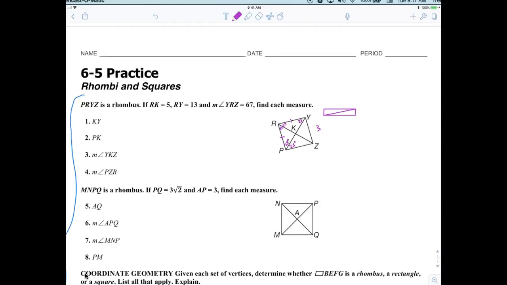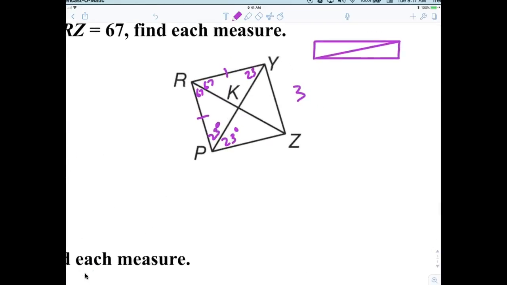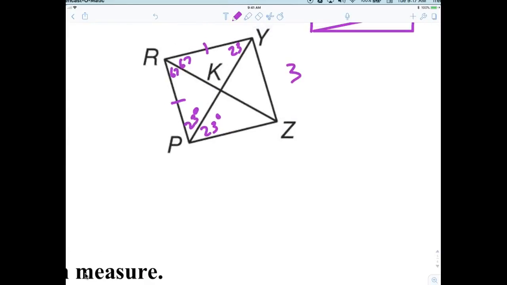You said the one angle has to be 23. Exactly. Why does it have to be 23? Because it's an isosceles triangle. This side is equal to this side. Do you agree with me or not? Because it is a rhombus. You hear me? Good for you. What was the answer to KY?